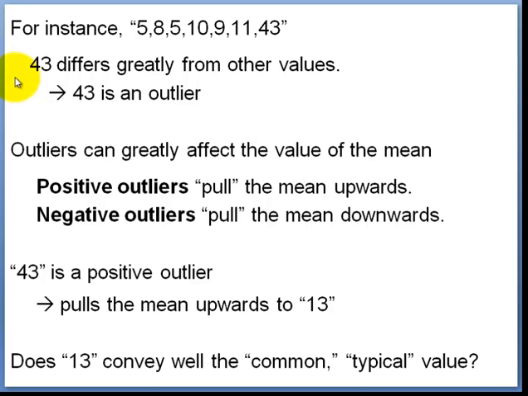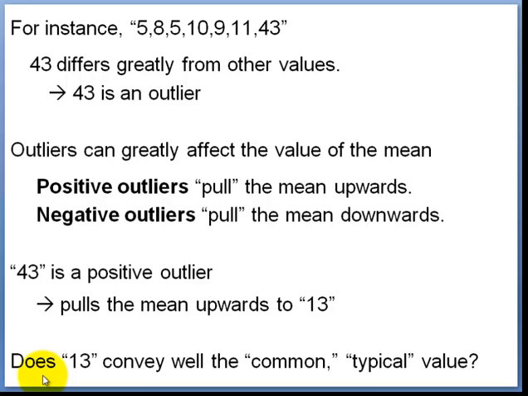Outliers can greatly affect the value of the mean. Positive outliers pull the mean upwards. Negative outliers pull it downward. 43 is a positive outlier. 43, in essence, pulls the mean upwards to 13, which is our calculated value for the mean. So our mean is 13.